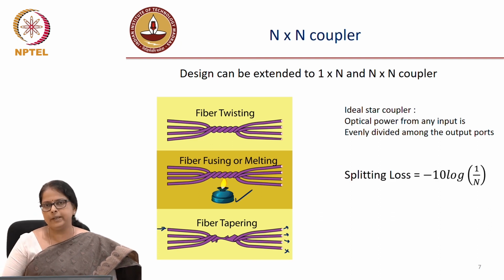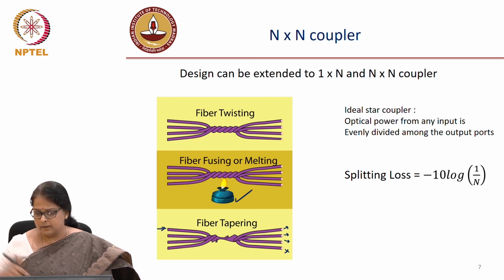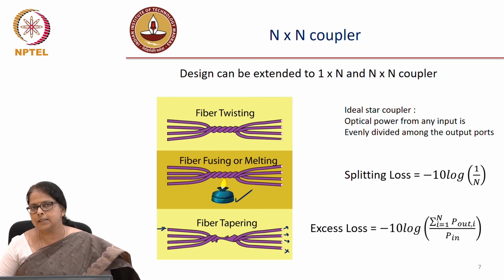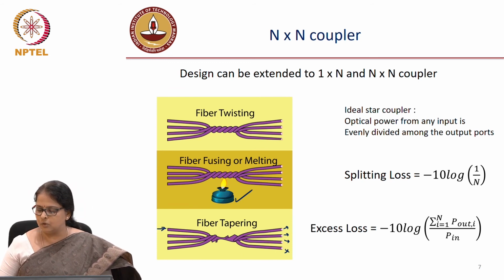So what would be the split loss with an n by n coupler? It will be minus 10 log of 1 by n because you have n divisions here. What will be the excess loss? Just like in a directional coupler, it is the total power at the output divided by the total power at the input.